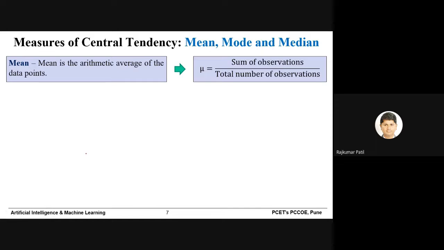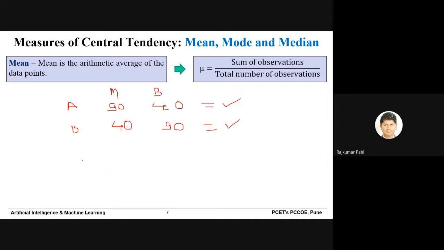But every time we cannot rely on mean. Why? For example, suppose student A is there and student B is there, and in mathematics student A received 90 marks out of 100 and student B received 40 marks. And similarly in biology, student A received 40 marks and student B received 90 marks. So if you take the average percentage of student A and student B, then it will be the same, right?